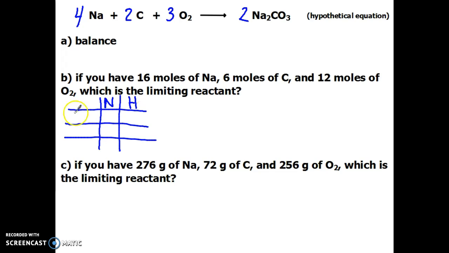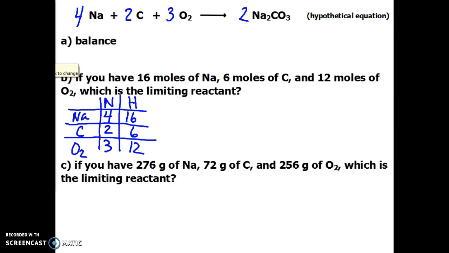So we have 3 reactants. We have sodium, we have carbon, and we have O2. And the need is actually going to come from a balanced equation. So from a balanced equation, I need 4 moles of sodium. I need 2 moles of carbon, and I need 3 moles of O2. The have is going to come from the actual question. And the question says I have 16 moles of sodium, 6 moles of carbon, and 12 moles of O2.